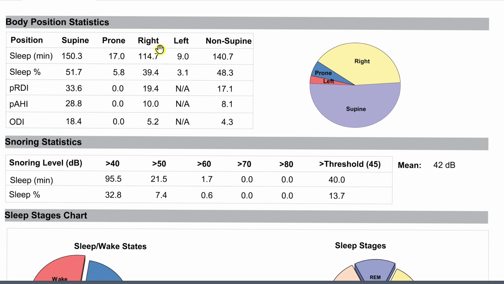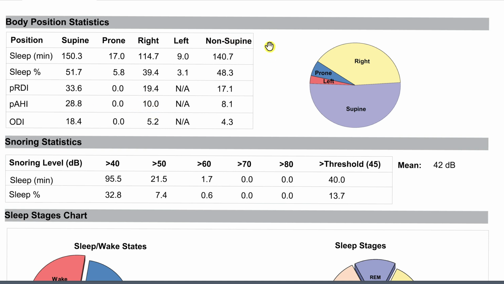The right side, however, has a lot of time slept there. So let's look there to see if there's anything we can understand about the nature of our sleep. The RDI is 19.4. Oh, interesting. That's less than sleeping on our back. And the AHI is 10, which is far less than the AHI of sleeping on our back. Interesting. Maybe we should sleep on our side.